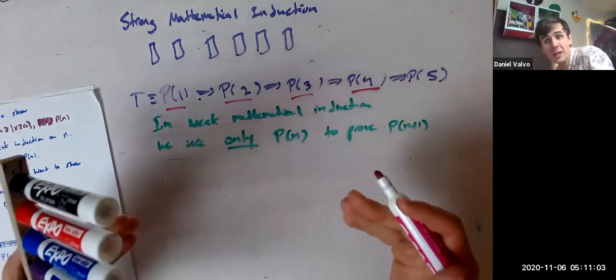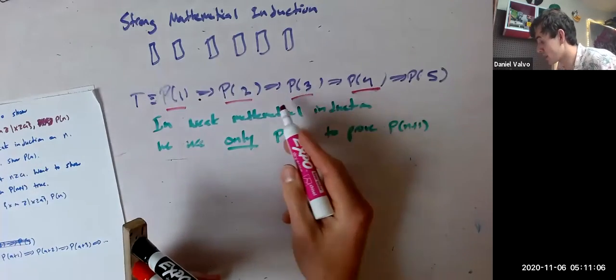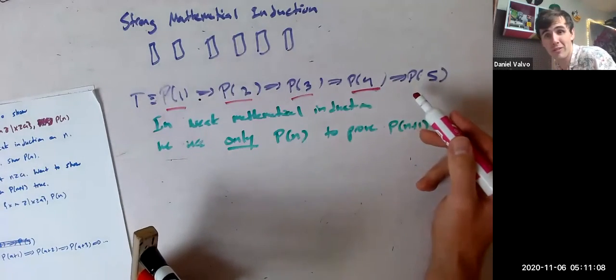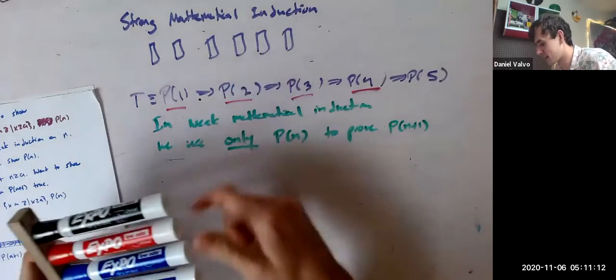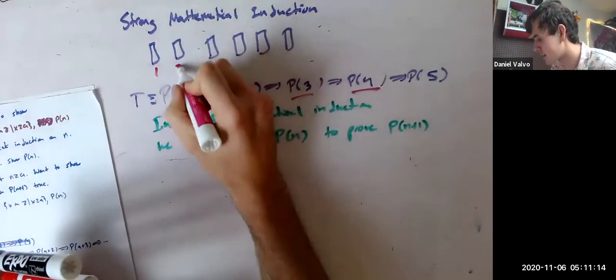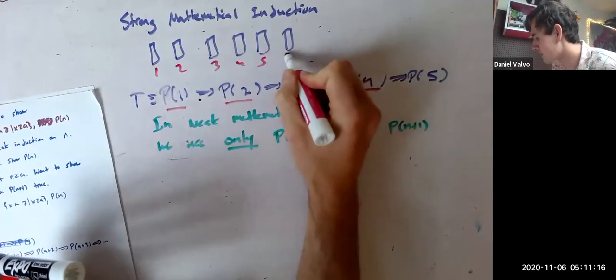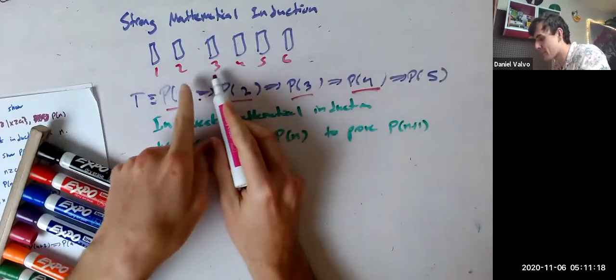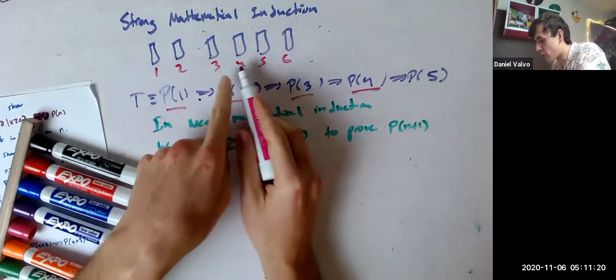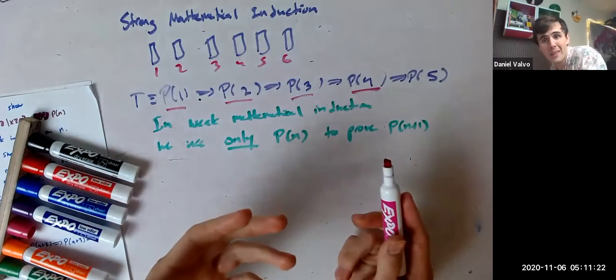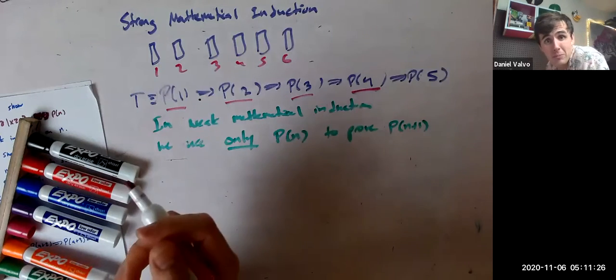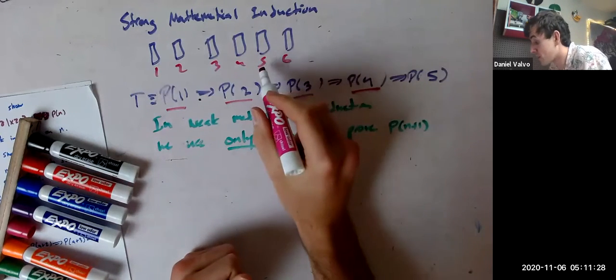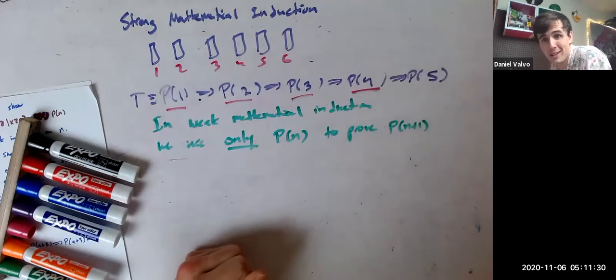So there's no reason not to necessarily use these to help us prove P of 5. For dominoes, it doesn't really matter, right? Because if this is the first, second, third, fourth, fifth, sixth, it doesn't really matter what happens to the first 3 dominoes. If the fourth one falls, the fifth will fall. But we could think of some more convoluted examples, maybe, where in order for the fifth to fall, the third also has to fall.